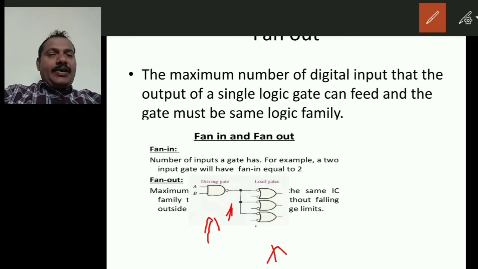Here, what is the fan in of this NAND gate? 2. Fan in of the bubbled input OR gates? 2. But what is the fan out of this NAND gate? 3. That is, a maximum of 3 it can support. So that is the idea you have to keep in mind.